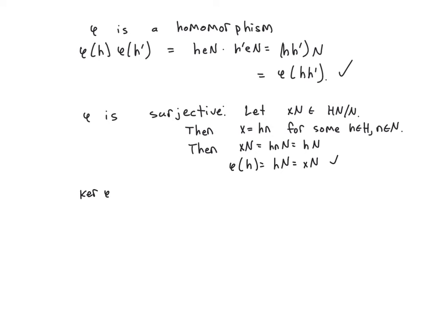Finally, we need to show that the kernel of phi is equal to H intersect N. Well, h is in the kernel of phi if and only if phi of h is the identity element in HN mod N. But what is phi of h? It's defined to be hN. And that should be true if and only if h is an element of N.